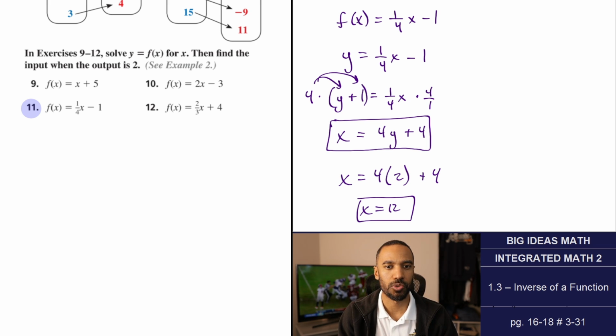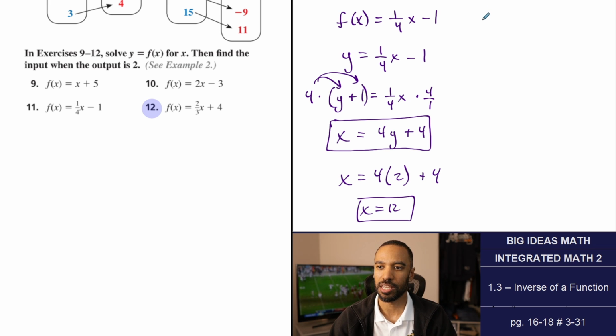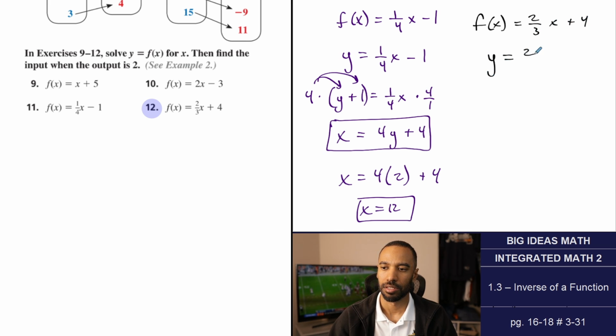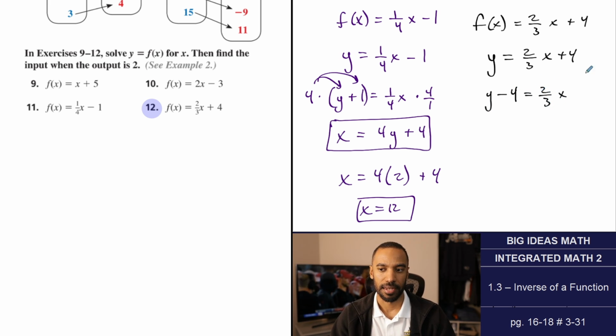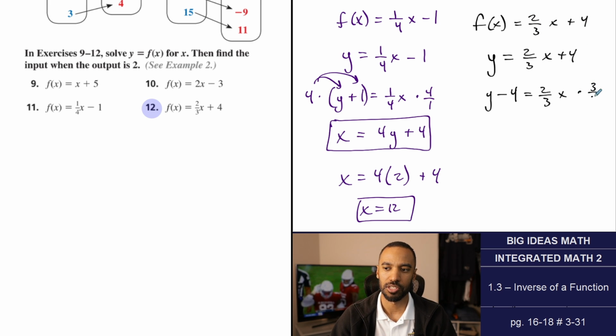Okay, and then the last one, number 12, f of x equals, okay, it's good I mentioned reciprocal because it looks like this is going to do that. f of x equals 2/3 x plus 4. Replace f of x with y. And then subtract 4. And then, once again, you could say divide by 2/3, but that does mean multiply by 3 halves. So multiply this side by 3 halves.